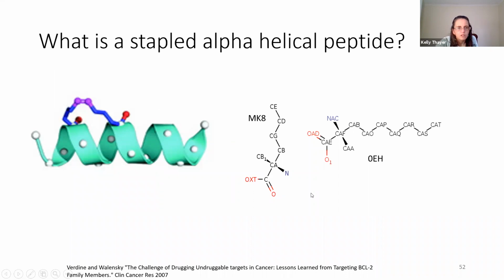This can be achieved by making some artificial amino acids, this MK8 and OEH, which are put in here, and they have very long side chains that reach off. So this purple part is where the tips have joined, and this blue part is representing this long body here, which is going to stretch down and across over that divide there. And then the chemistry of these is allowing the ends to become linked so that it locks the peptide in that conformation. It's called a stapled alpha helical peptide.